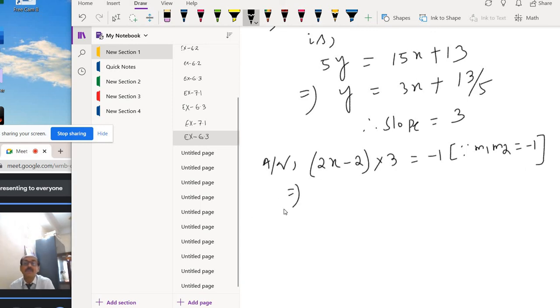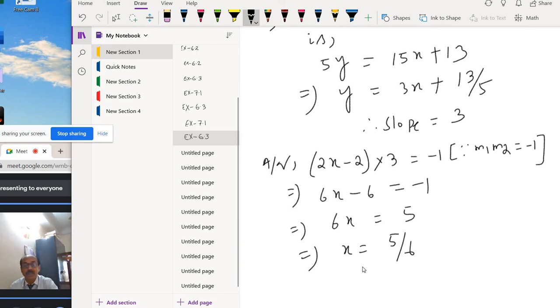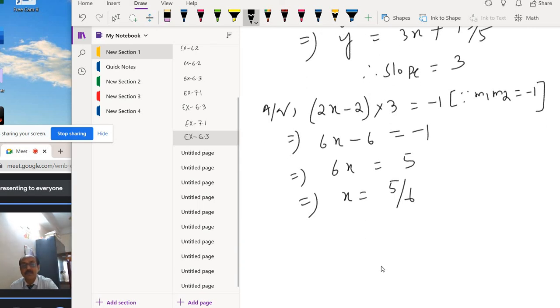So this equal to 6x minus 6 equal to minus 1. So 6x equal to 6 minus 1, it is 5. X equal to 5 by 6.